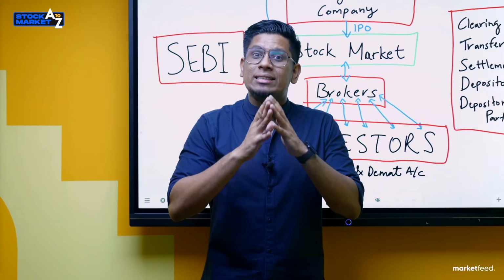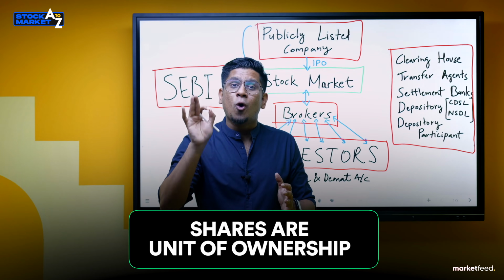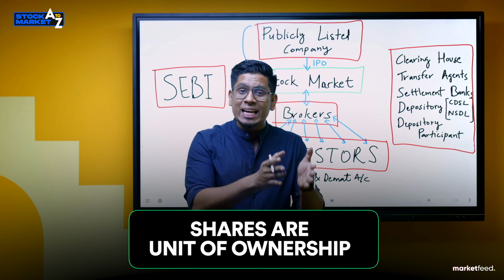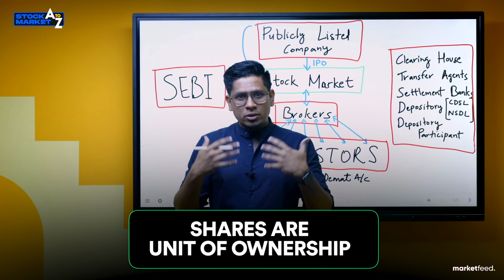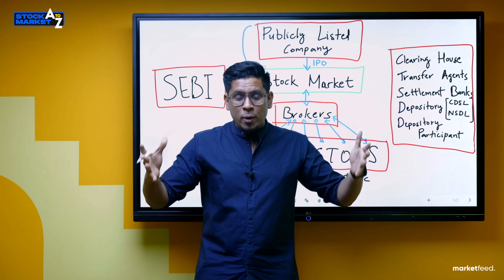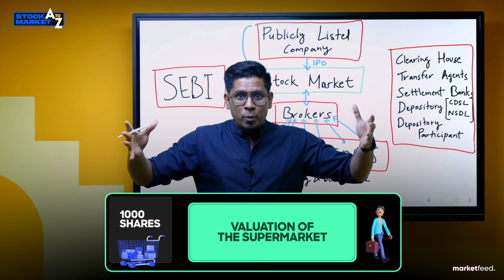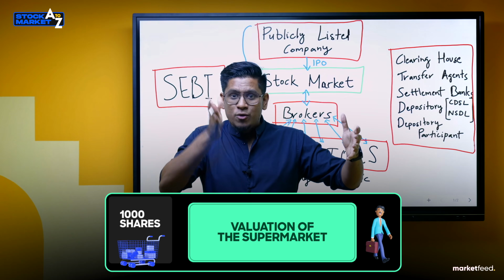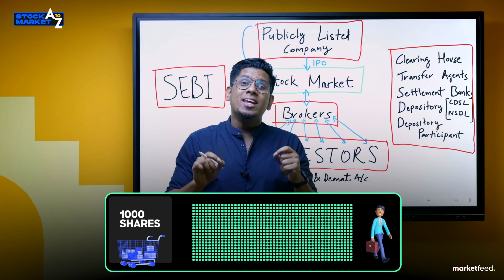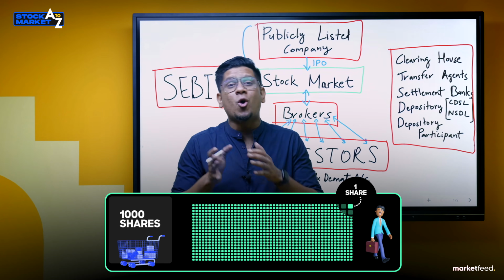It's nothing but, it's as simple as a unit of ownership. Okay? Shares are a unit of ownership. So Jignesh Bhai is saying that, okay, my supermarket, the entity, has 1000 shares, which means that the supermarket's complete valuation is divided into 1000 units, and each unit is called a stock or a share.